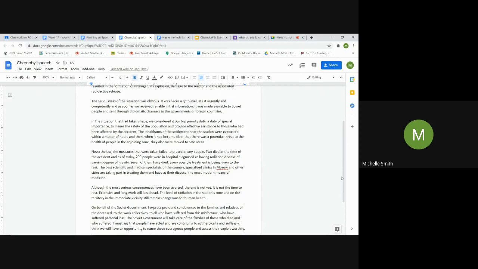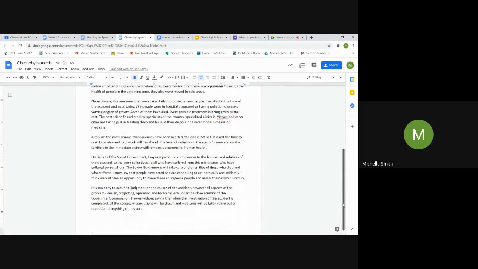Nevertheless, the measures that were taken failed to protect many people. 2 died at the time of the accident, and as of today, 299 people were in hospital diagnosed as having radiation disease of varying degree of gravity. 7 of them have died. Every possible treatment is being given to the rest. The best scientific and medical specialists of the country, specialized clinics in Moscow and other cities are taking part in treating them and have at their disposal the most modern means of medicine.